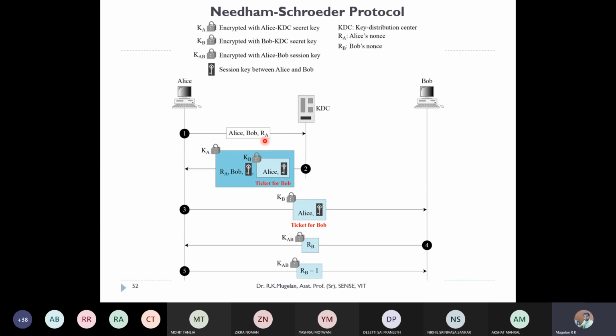Then the KDC will reply to Alice with a double encrypted packet, where you have a packet called the ticket, which is intended for Bob, and an outer packet which is intended for Alice. The outer packet will carry the nonce of Alice, that is RA, Bob, and the session key. And this is encrypted using KA, whereas the inside packet is encrypted with KB, which can be opened one and only by Bob, right? Once Alice receives this packet, she will open the outer packet and send the unopened packet which is intended for Bob, and this will be transmitted to Bob.